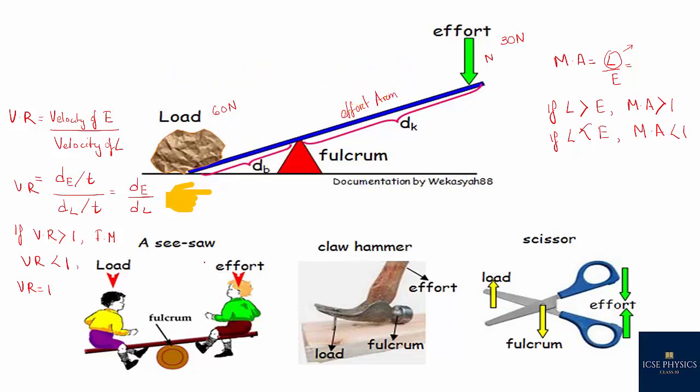Next, coming to the seesaw. The load is being applied by this boy. Similarly, in this claw hammer, we have a load at the point where the nail is to be removed, and the effort is applied as shown in the arrow, and there is a fulcrum or fixed end. Similarly, in this scissors diagram, load is the place where we cut, effort is the force that you apply with your fingers, and fulcrum is the fixed end.